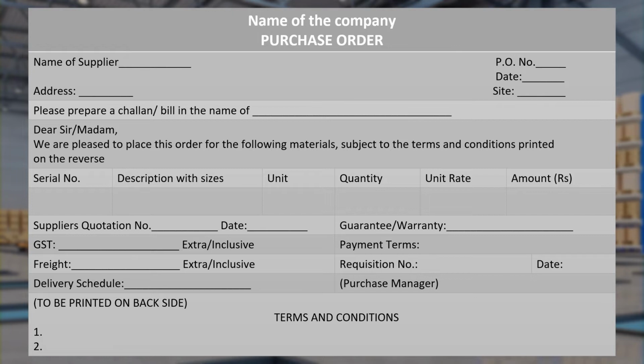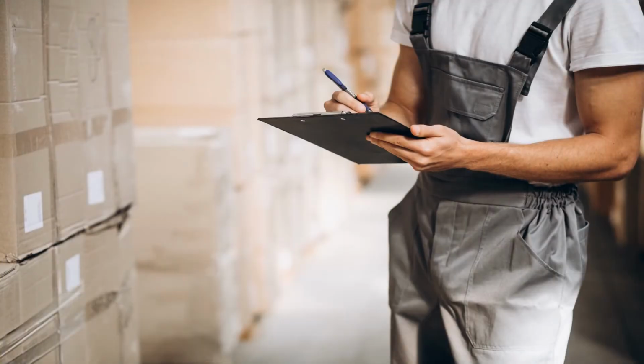Now there is a separate column for terms and conditions, which are actually printed on the back side of the purchase order. It reflects the various terms, like the payment terms and the latest time of delivery, and what the format is. There are other issues which are also printed, and the supplier has to comply with these terms and conditions.